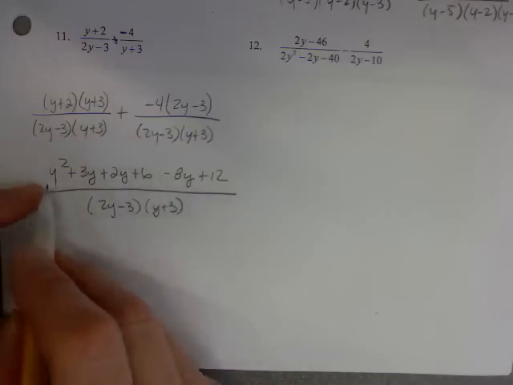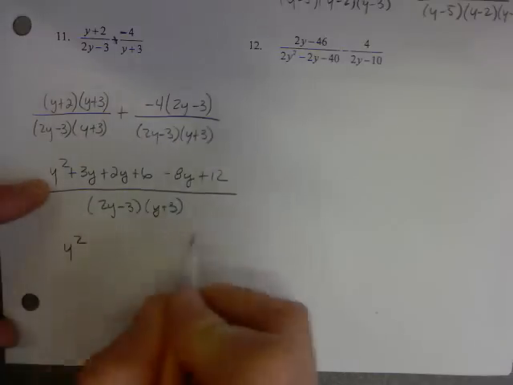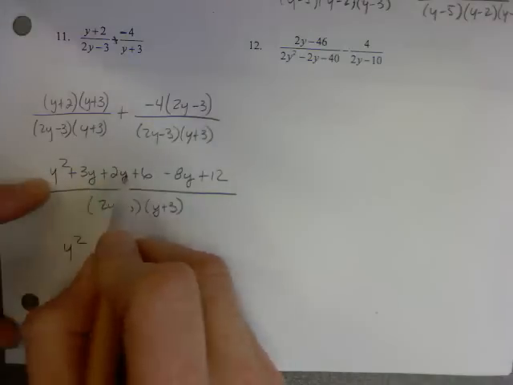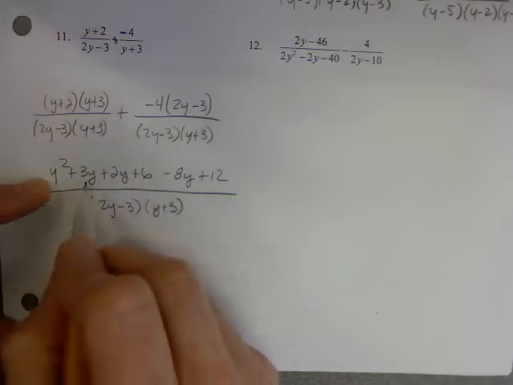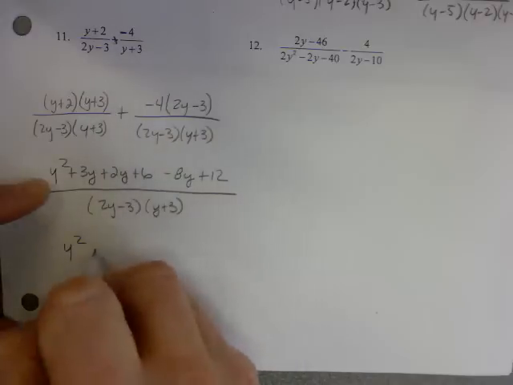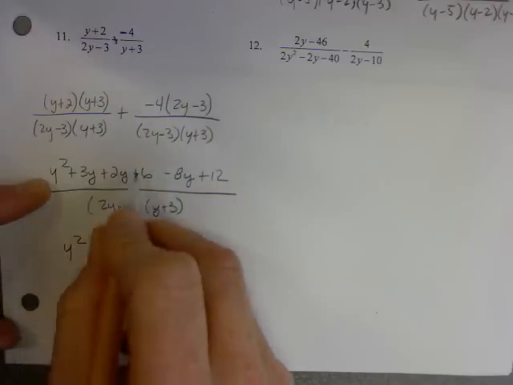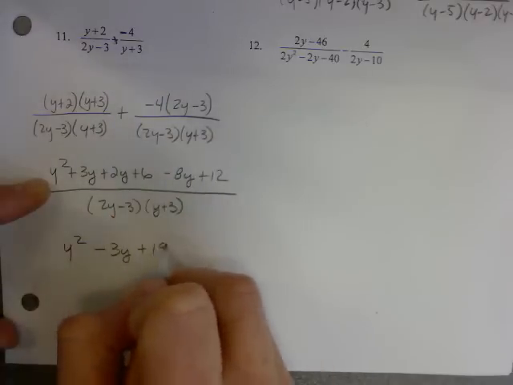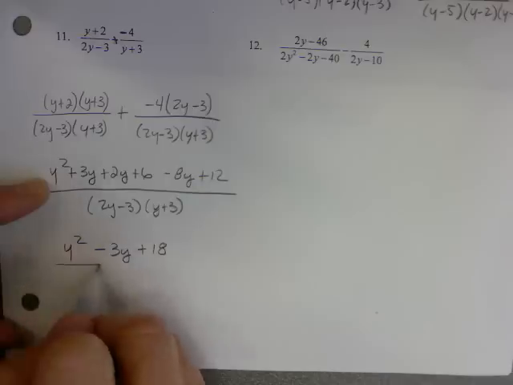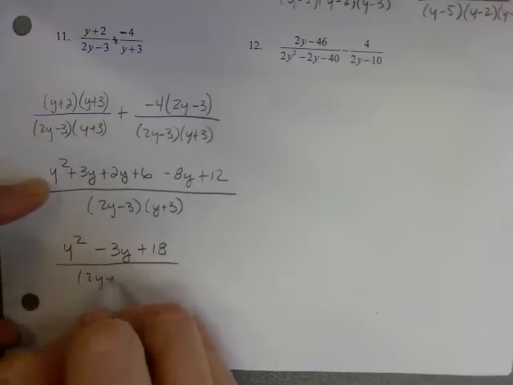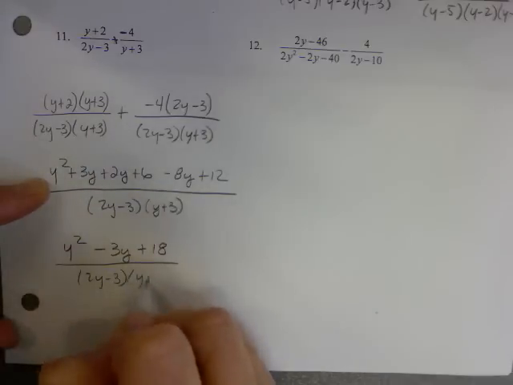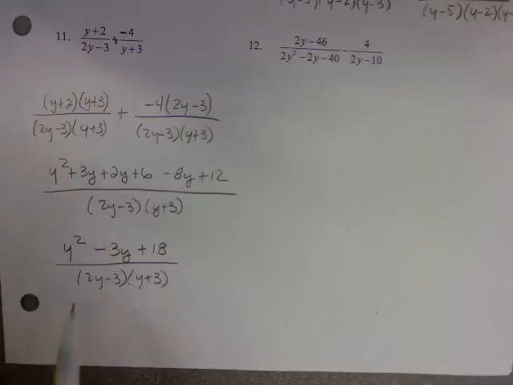Combine like terms in the numerator. Y squared, 3y, 2y, and a negative 8y. We get 5 minus 8, which is a negative 3y. 6 and 12 is plus 18. All over 2y minus 3 times y plus 3. Now we could try to factor this, but there's no factors of positive 18 that will get us a negative 3, so we can leave our answer just like this.